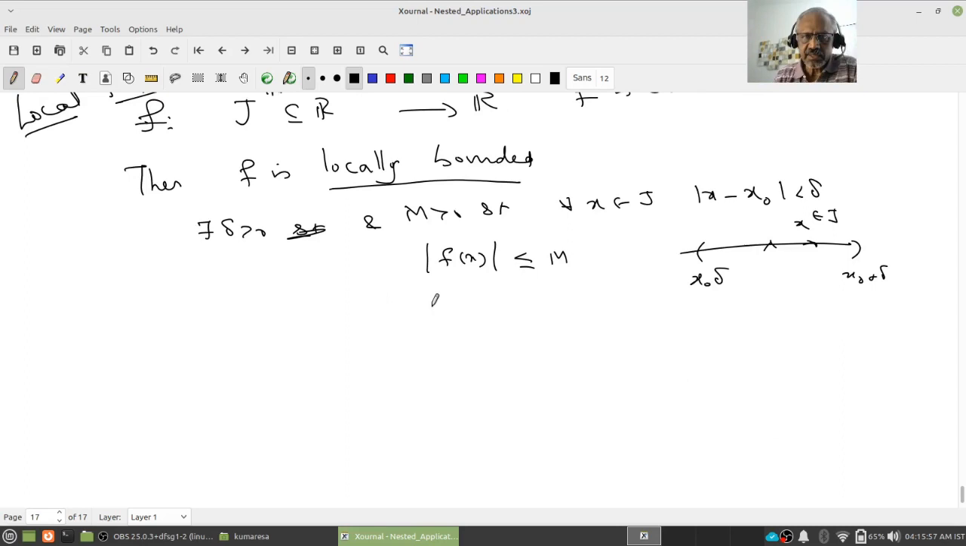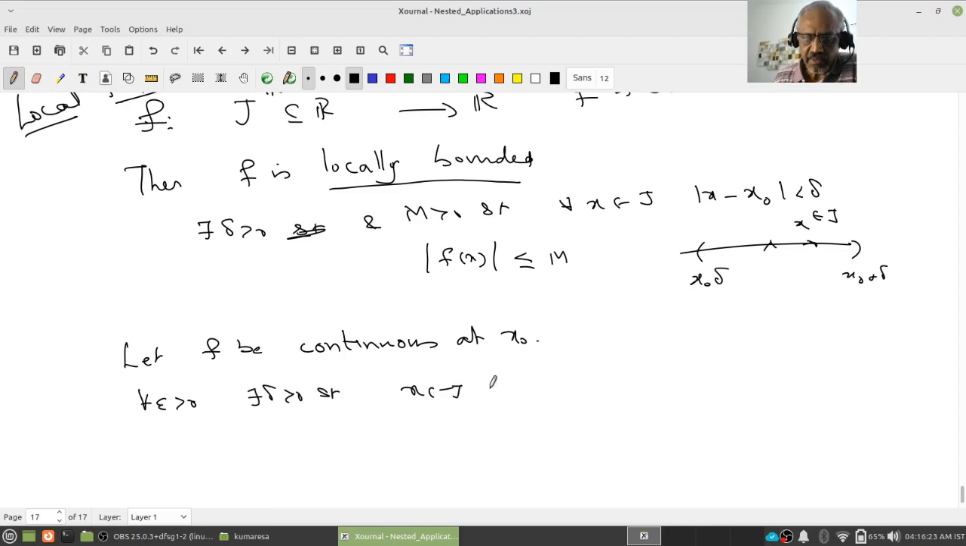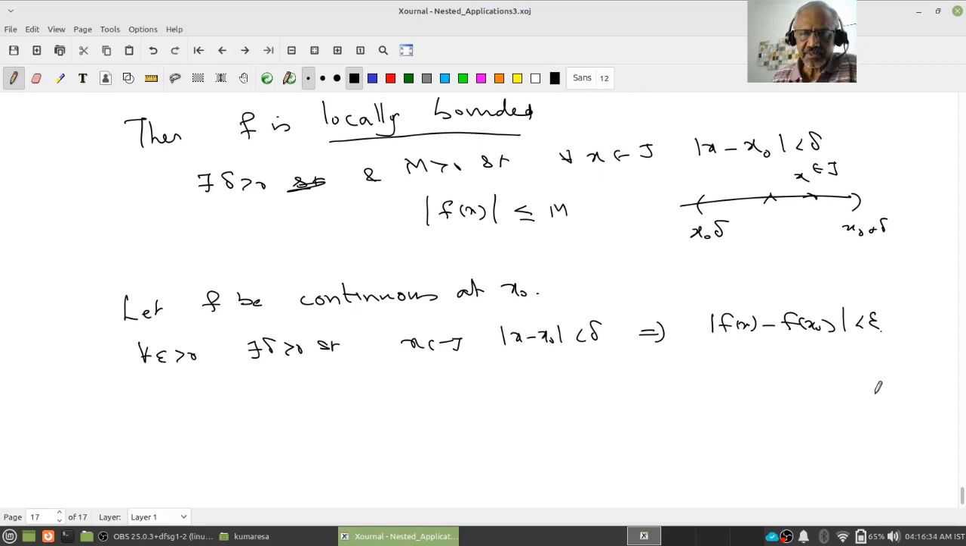So how do I prove that? Let f be continuous at x naught. So what did the definition say? For every epsilon positive, there is a delta positive so that x belonging to J and |x − x naught| less than delta should imply |f(x) − f(x naught)| is less than epsilon. This is the definition.